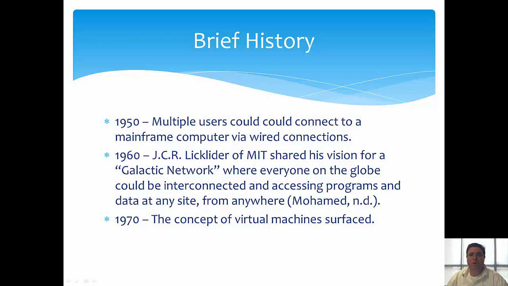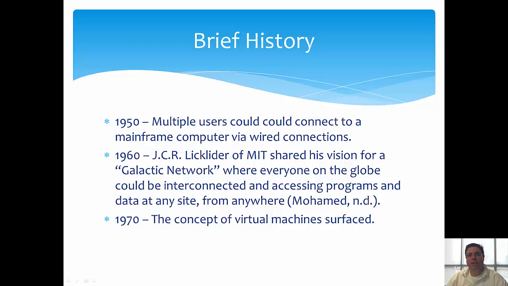Back then, mainframes were these huge machines that took up entire rooms. But cloud technology started back then when multiple individual computers were tied to a mainframe through wired connections. So again, in its simplest terms, that's when cloud technology really started. And then it developed from there. In the 1960s, an MIT professor actually had a vision for a galactic network. And his vision entailed everyone in the world basically connected with one another from anywhere around the globe, and being able to access programs and access data. And so again, that was back in the mid-1960s.